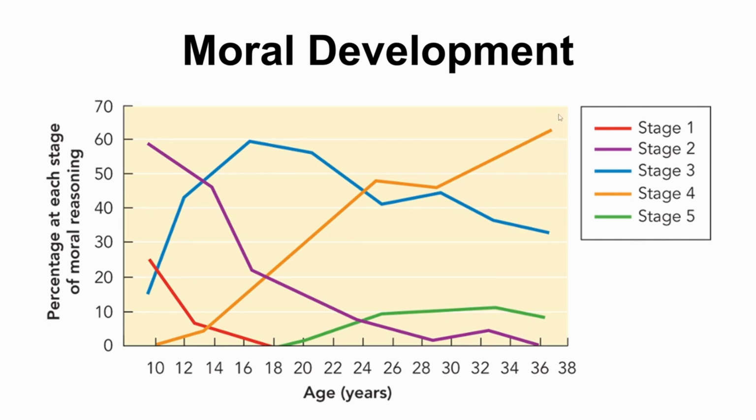It's just neat to see this pattern where we have these different proportions of a population at different ages showing different prevalences of different stages here.